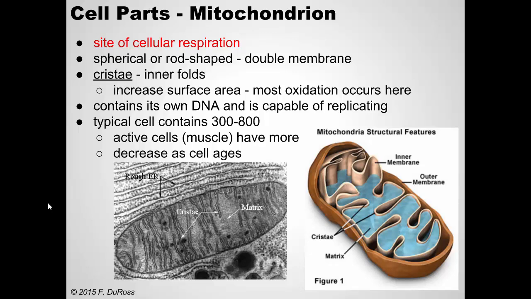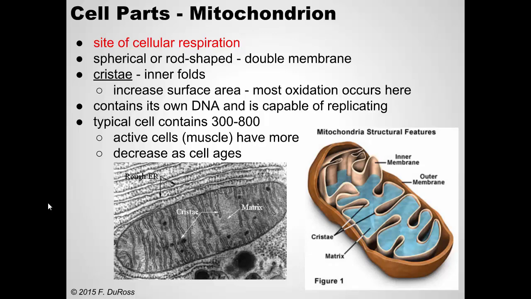because where do scientists believe mitochondria evolved from? Heterotrophic cell. Yeah, what kind? Aerobic bacteria which use oxygen. Okay, and that's where they feel that those mitochondria evolved from. So they have their own DNA; they can replicate themselves.